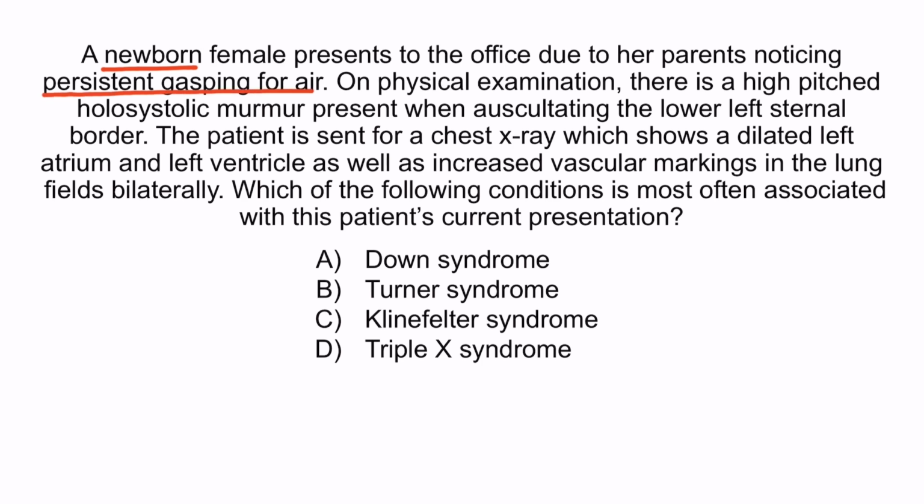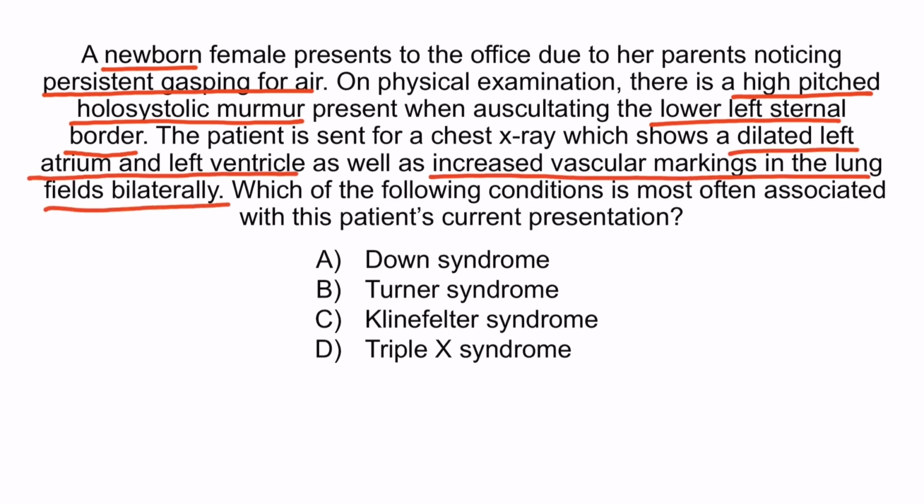A newborn presents to the office due to persistent gasping for air, which shows that the infant is dyspneic and possibly in respiratory distress. The patient has a high-pitched holosystolic murmur, heard best over the lower left sternal border, a dilated left atrium and ventricle, and increased vascular lung markings. All the above are signs of a ventricular septal defect, or VSD.